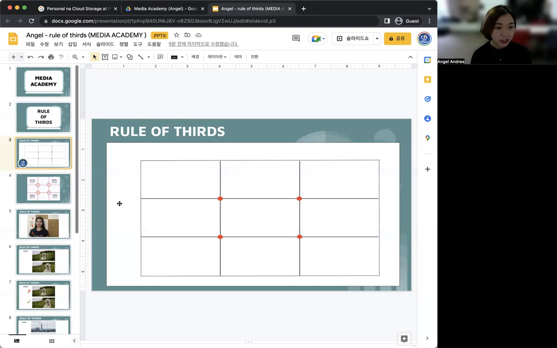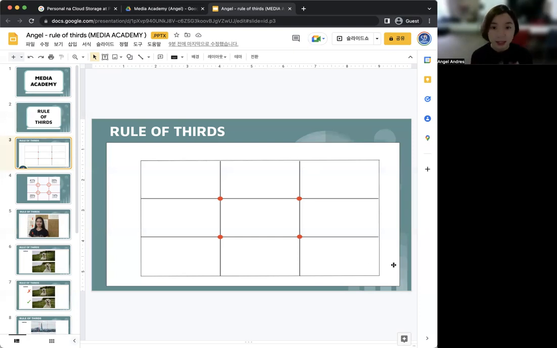As you can see here, this has 3 grids, 1, 2, 3, and then 1, 2, 3. That's why it is called 3 by 3. And we section it with imaginary rectangles. As you can count, this is 1, 2, 3, 4, 5, 6, 7, 8, 9. And it has 4 intersection lines. 1, 2, 3, 4.